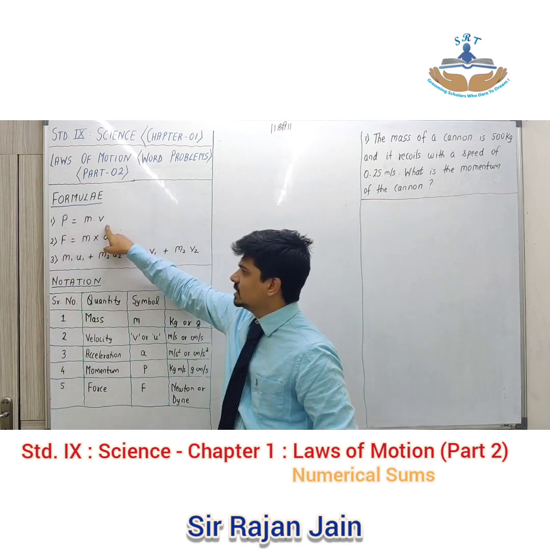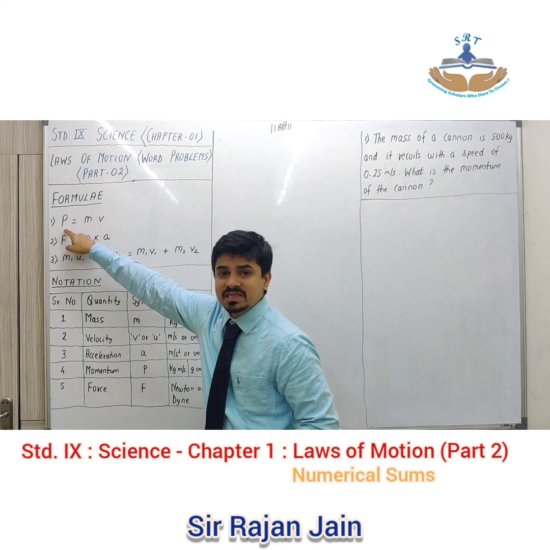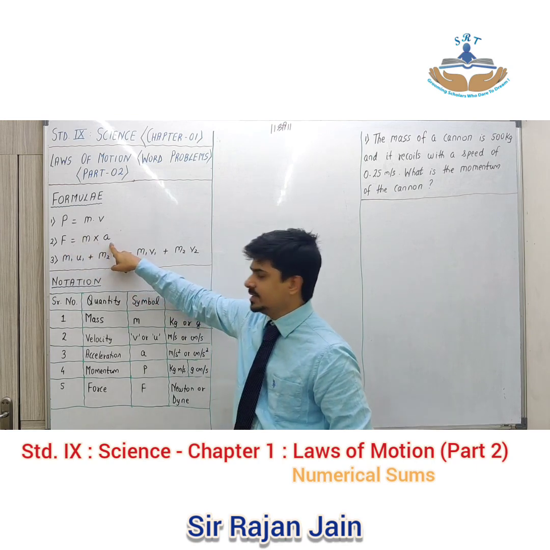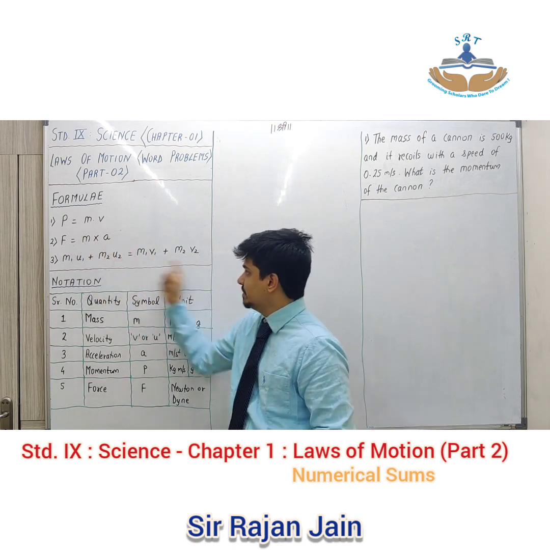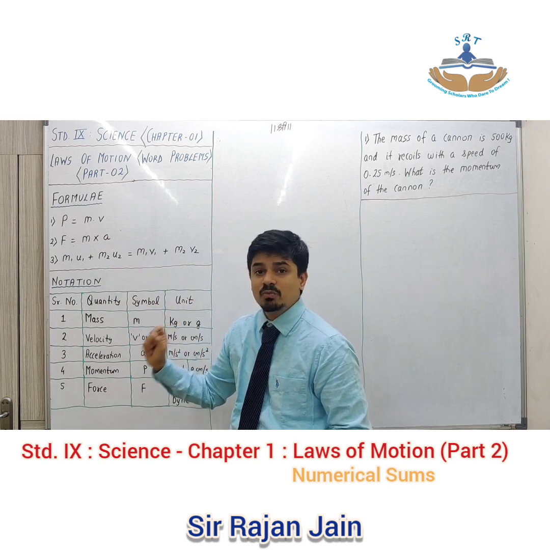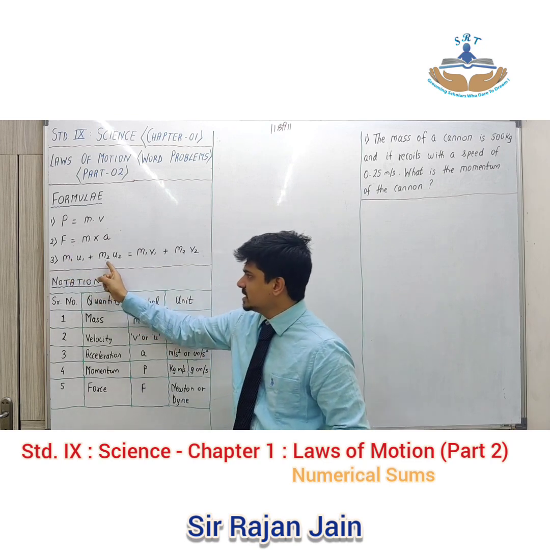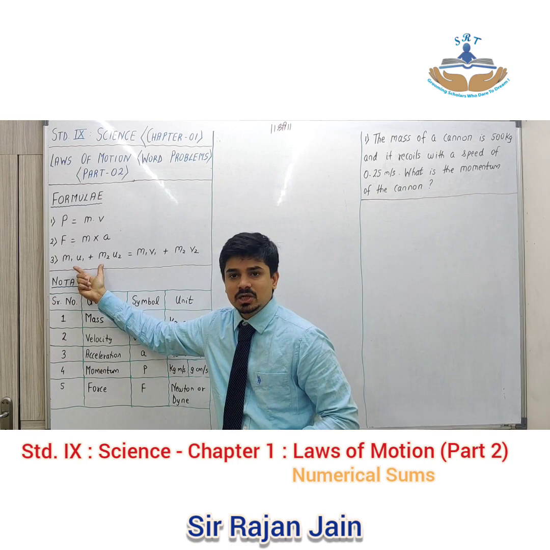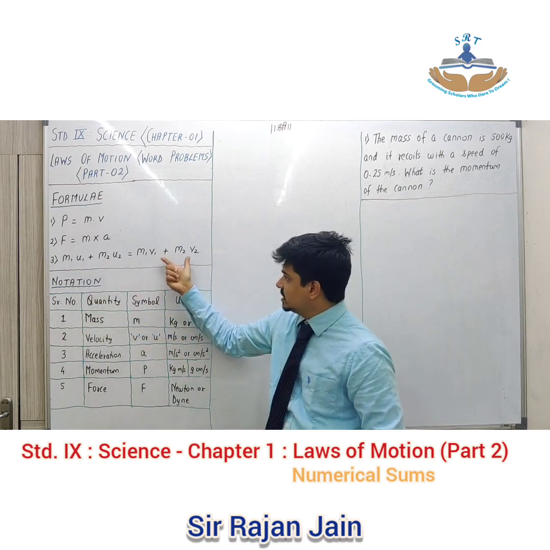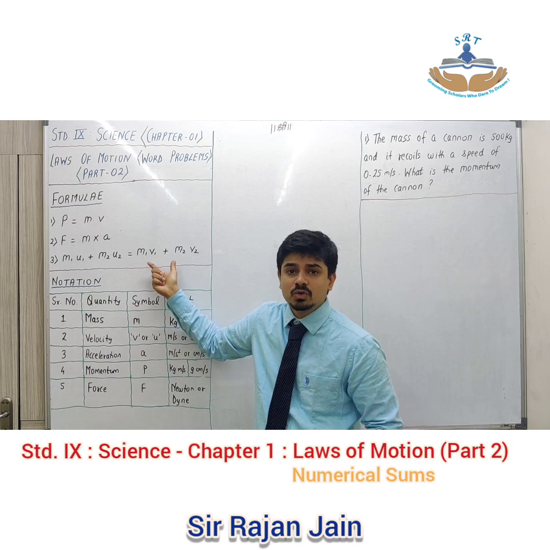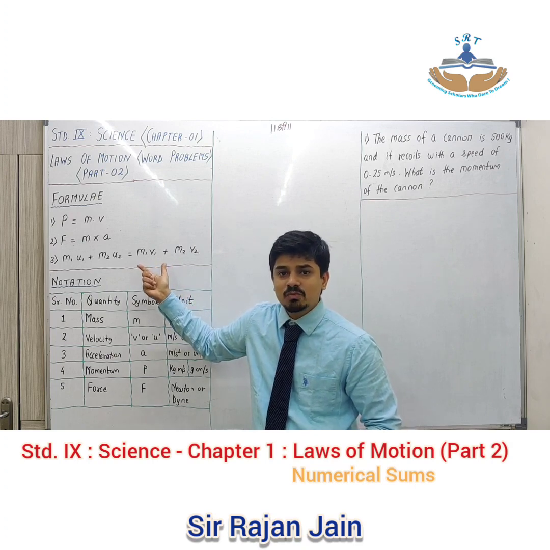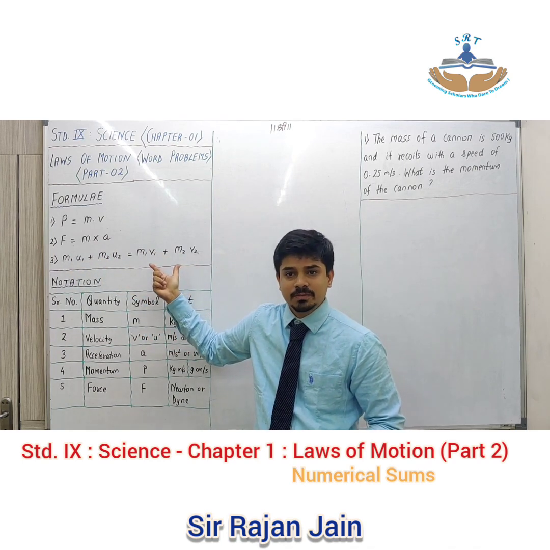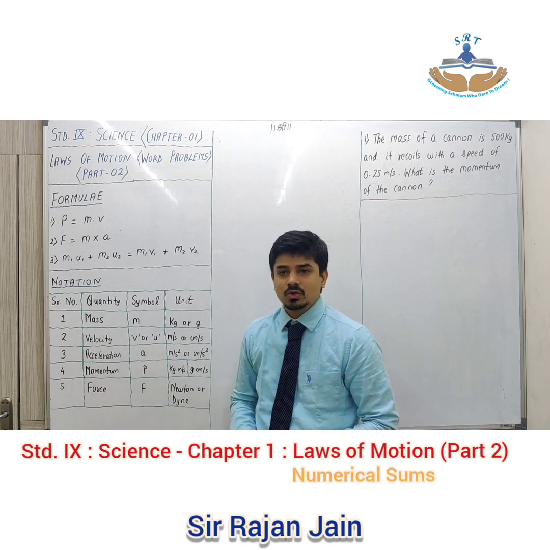First formula, P is equal to mv, that is your momentum. P stands for momentum. Momentum is equal to mass into velocity. Then force is equal to mass into acceleration. Then this entire equation is the law of conservation of momentum. It says m1u1 plus m2u2 is equal to m1v1 plus m2v2. This part represents the total initial momentum before collision and this part represents the total final momentum of the two bodies after collision. Law of conservation of momentum tells us that the total initial momentum should be equal to the total final momentum.